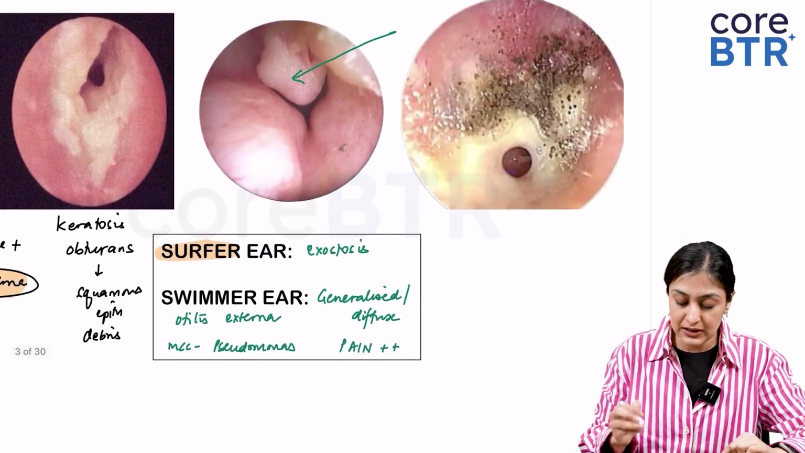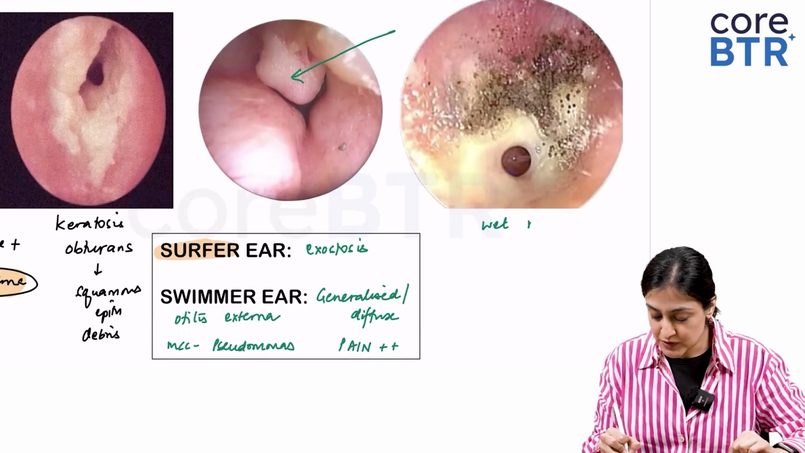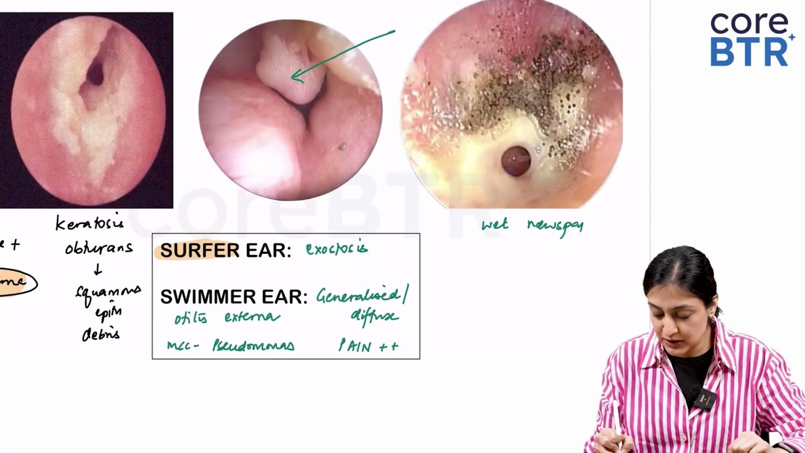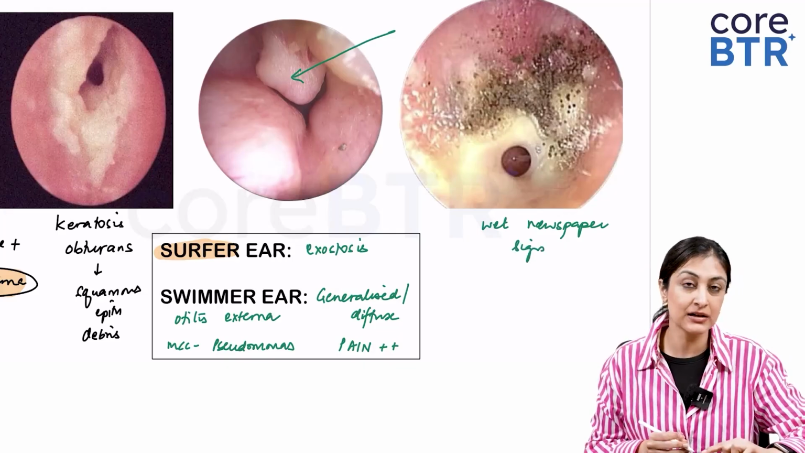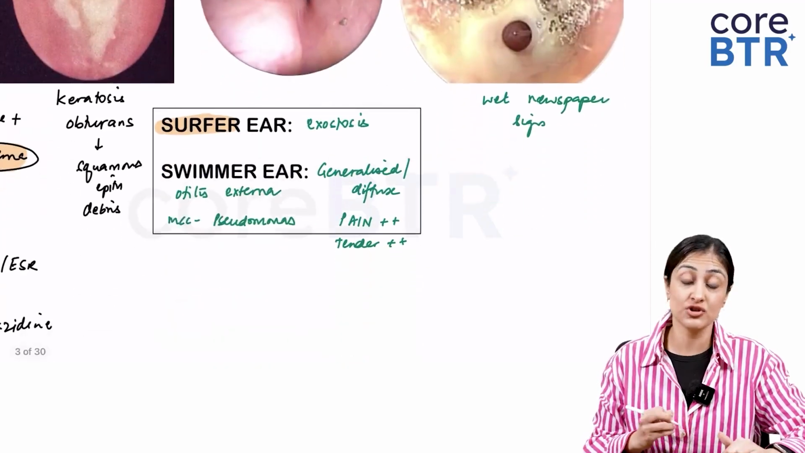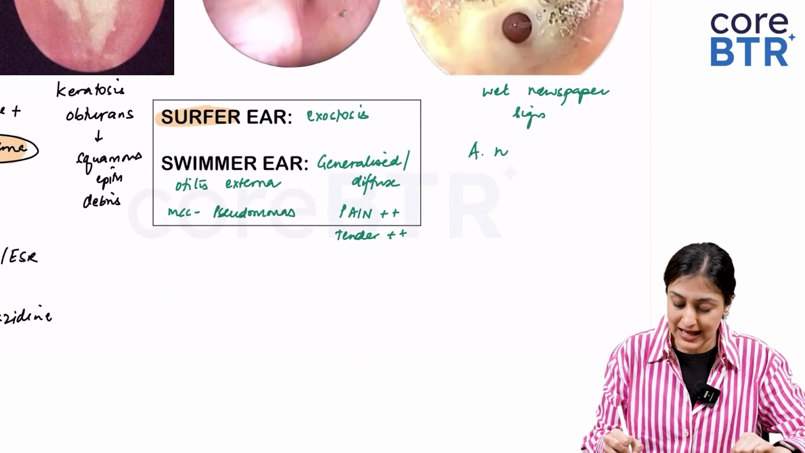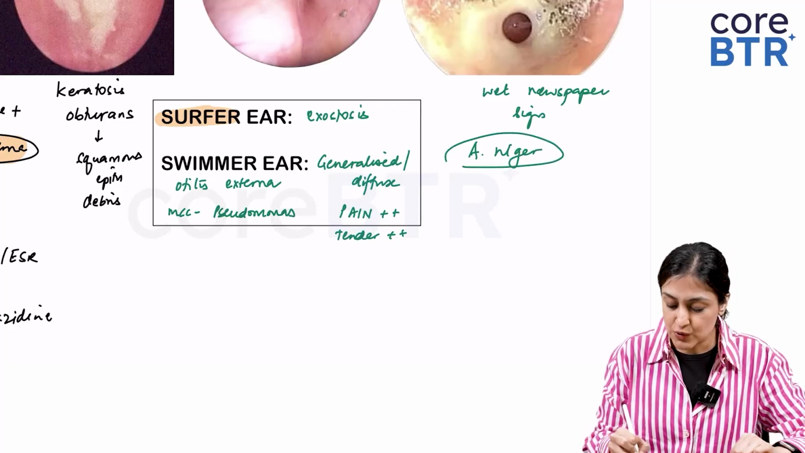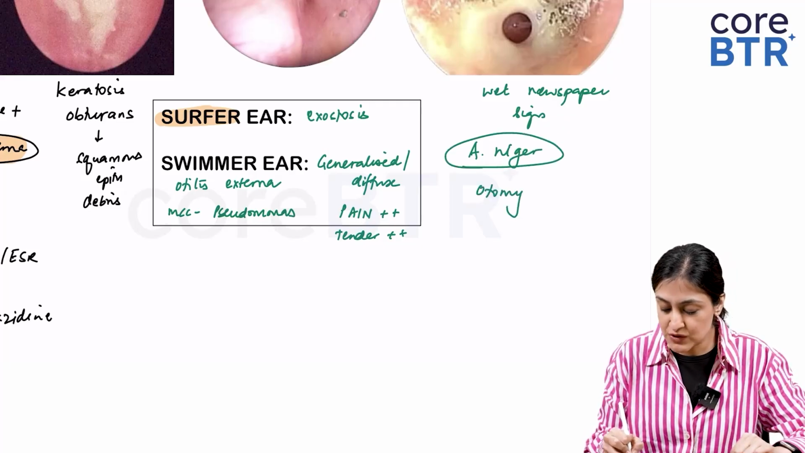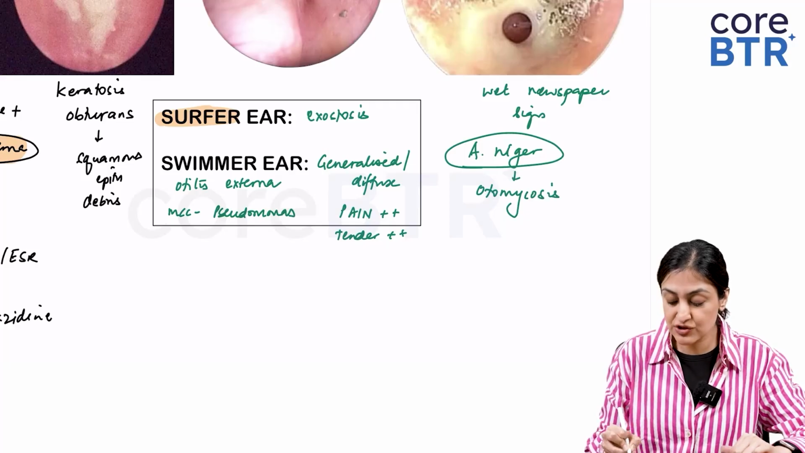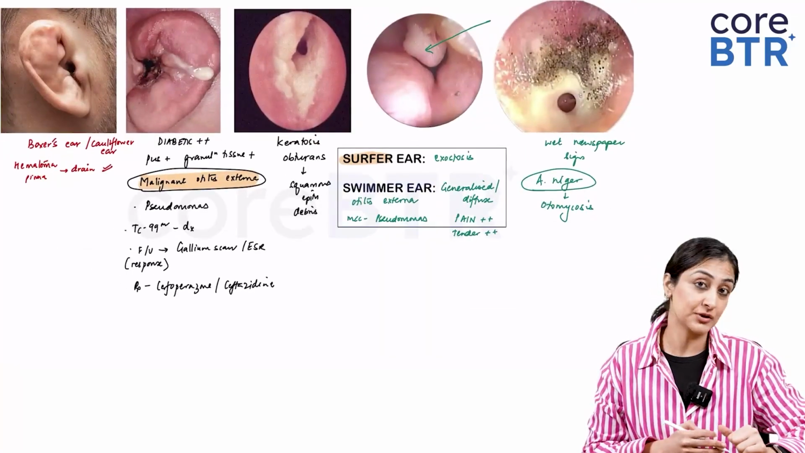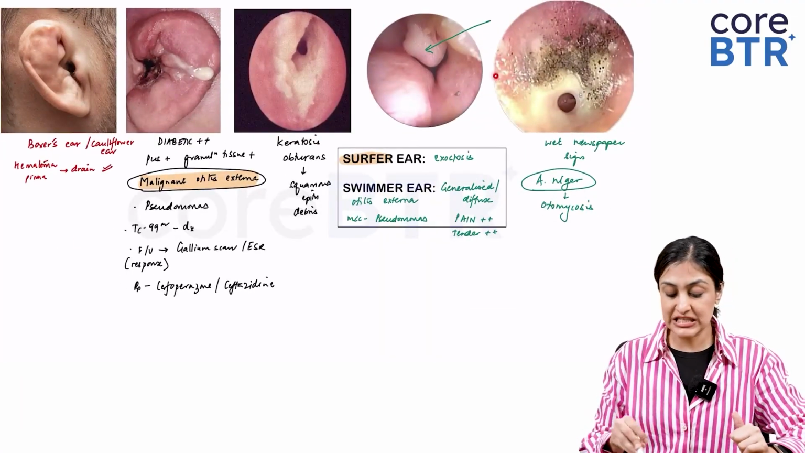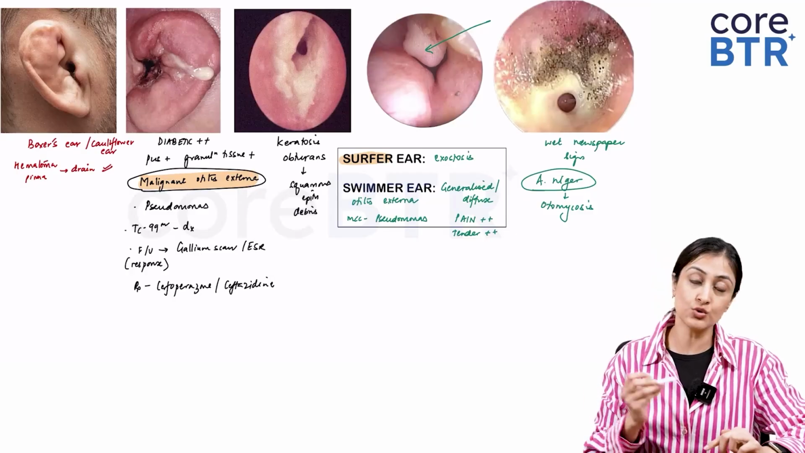Then look at this. Looks like a wet newspaper, isn't it? So very rightly called as a wet newspaper sign. The hallmark that all of you are noticing is black. When you see black, which aspergillus comes to your mind? Aspergillus niger. So this is what is otomycosis, external ear infection by fungus, Aspergillus niger. Hence, you have the black pigment that it produces. So these are a few external ear conditions that we need to know about.